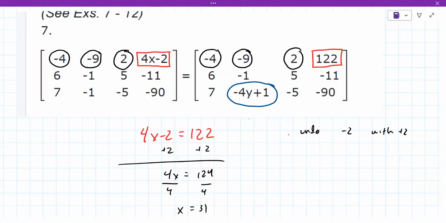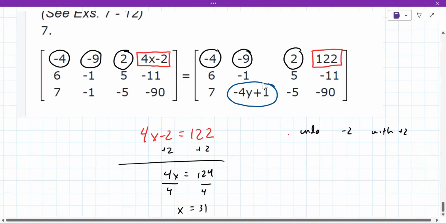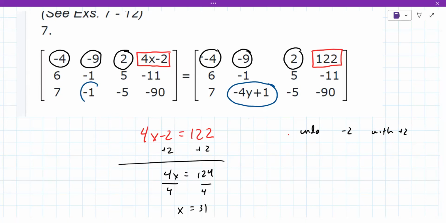Can you repeat what you just said one more time? I'm asking you, it's minus 4y plus 1. Try to figure out where it corresponds to on the one on the left. It would correspond to -1. Yes, exactly. -1 equals minus 4y plus 1. Will you solve that for us, please?